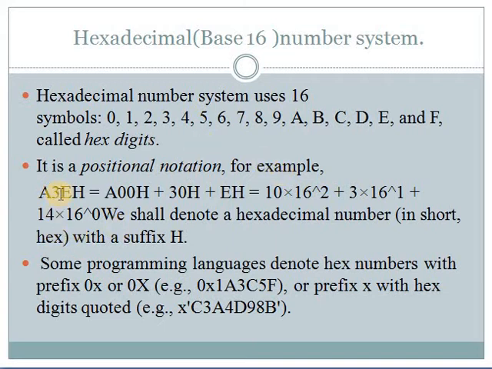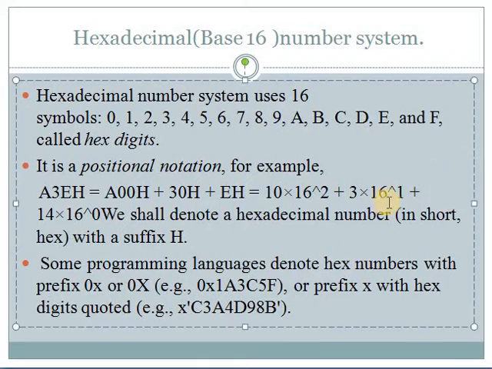3. The next leftmost digit is 3. So 3 into 16 to the power 1 plus 10 into 16 to the power 2. The next leftmost position is A. What is A? A is 10. So this is how the answer comes. This is the assignment operator, equal to, used as the assignment operator in the computer.